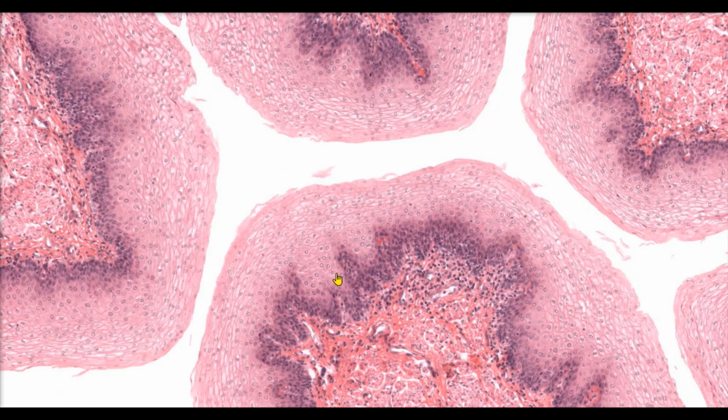Also notice how the living cells go all the way to the very top layer. There's no dead layer of cells at the top providing waterproofing, so this is why we refer to this as a non-keratinized stratified squamous epithelium. Remember that the esophagus lies deep within the body. We don't have to worry about this organ drying out, so we don't have a need for keratinization. The skin is keratinized because it faces the external body environment.